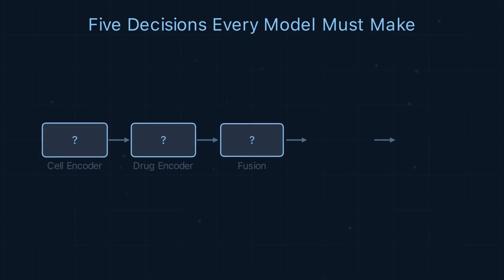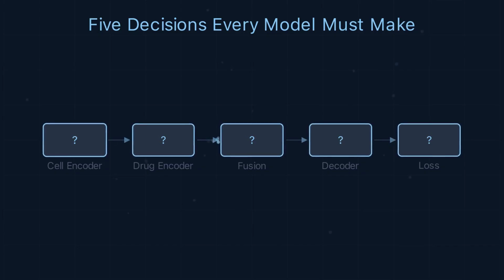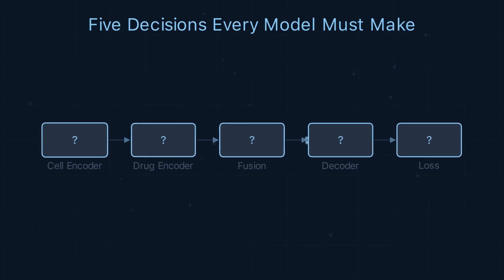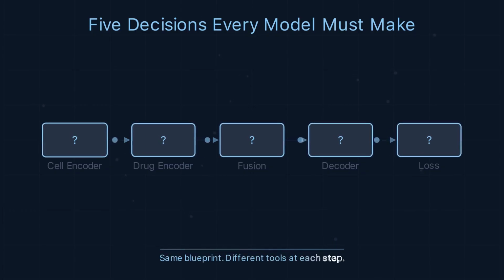Fourth, how do you decode the prediction? And fifth, how do you measure whether that prediction is any good? These last 2 choices shape the output. Same blueprint. Different tools at each step. 3 teams looked at this blueprint and reached for different tools. The choices they made define their model's strengths and its blind spots.